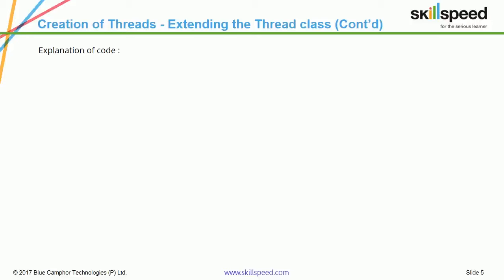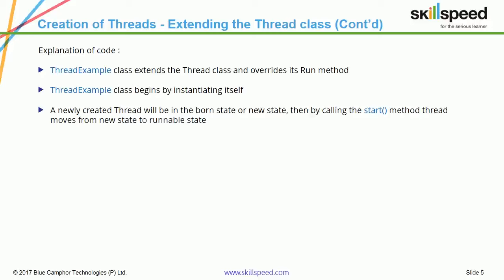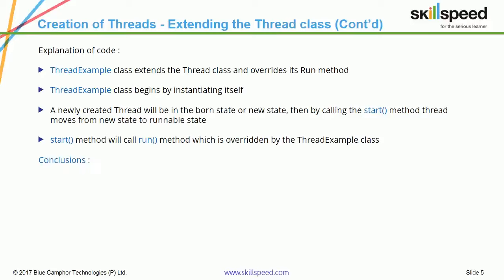Let us go through a basic explanation of what we have done in the previous example. The ThreadExample class extends the Thread class and is overriding the run method which is inside the Thread class. ThreadExample class begins by instantiating itself. Then a newly created thread will be in the born state or new state. So by calling the start method, the thread moves from the new state to the runnable state. The start method will call the run method which is overridden by the ThreadExample class.